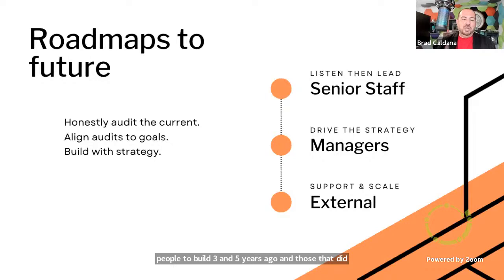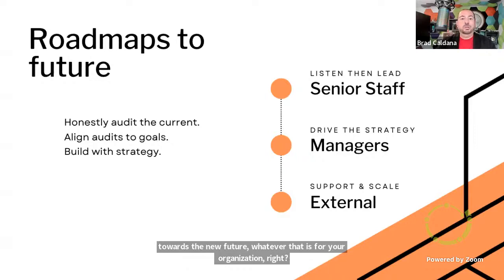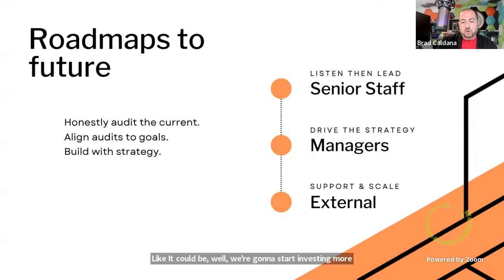So again, building these roadmaps to the future, for senior staff, encouraging them to listen and then lead, right? Listen to what the managers have to say, listen to what this external support has to say to help bring in that real strategy, map it to your infrastructure, and start building toward the new future, whatever that is for your organization. It could be, well, we're going to start investing more in story. We're going to pivot into video because we know that's where social media has been going and will continue to go further. So just really thinking about different elements like that.